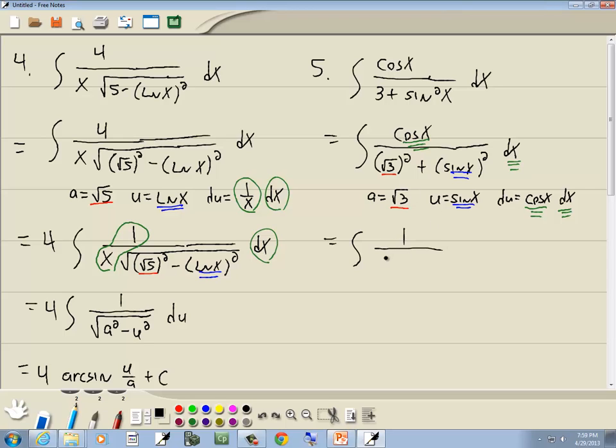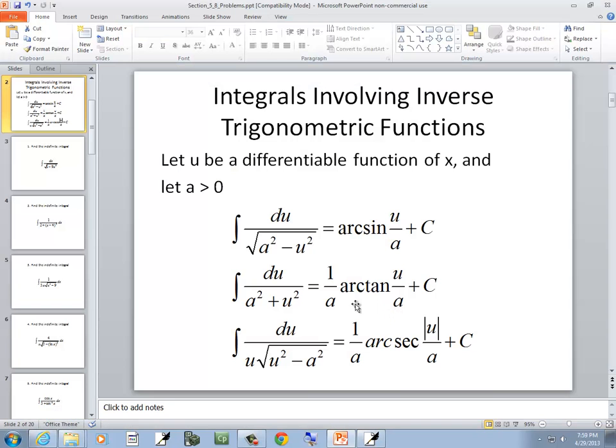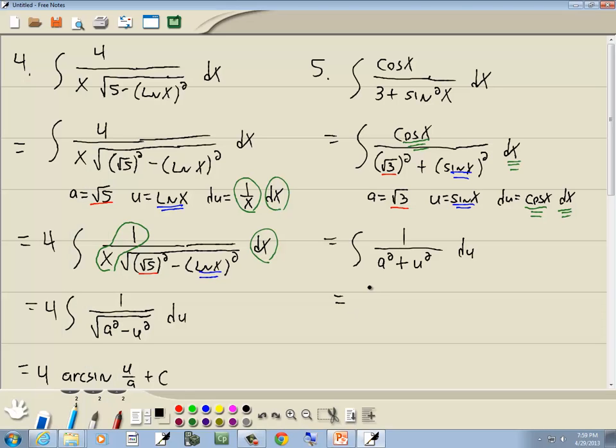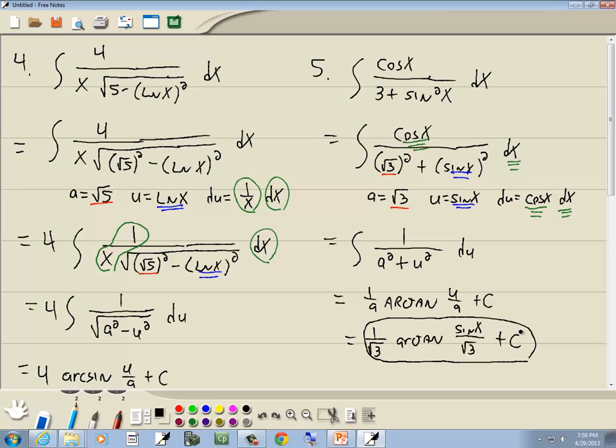So I'll replace the square root of 3 with a, so that becomes a squared, plus I replace sine with u, so that's u squared, and cosine x dx I replace with du. Matches our formula exactly, so that becomes 1 over a arc tangent of u over a plus c. Well, a was square root of 3, so we'll have 1 over square root of 3 arc tangent u, which was sine x, over a, which was square root of 3, plus c. And that's our answer.